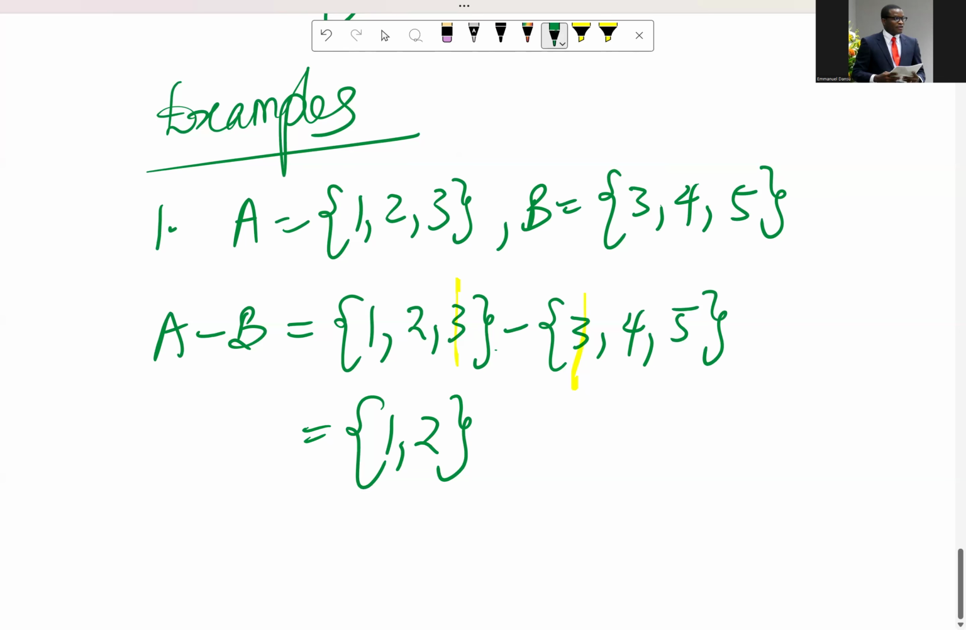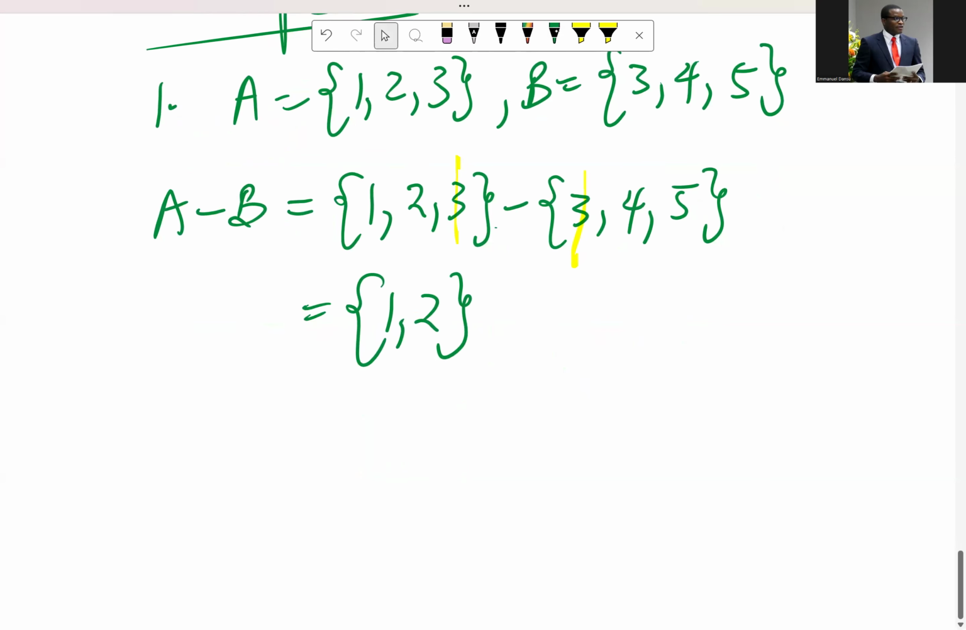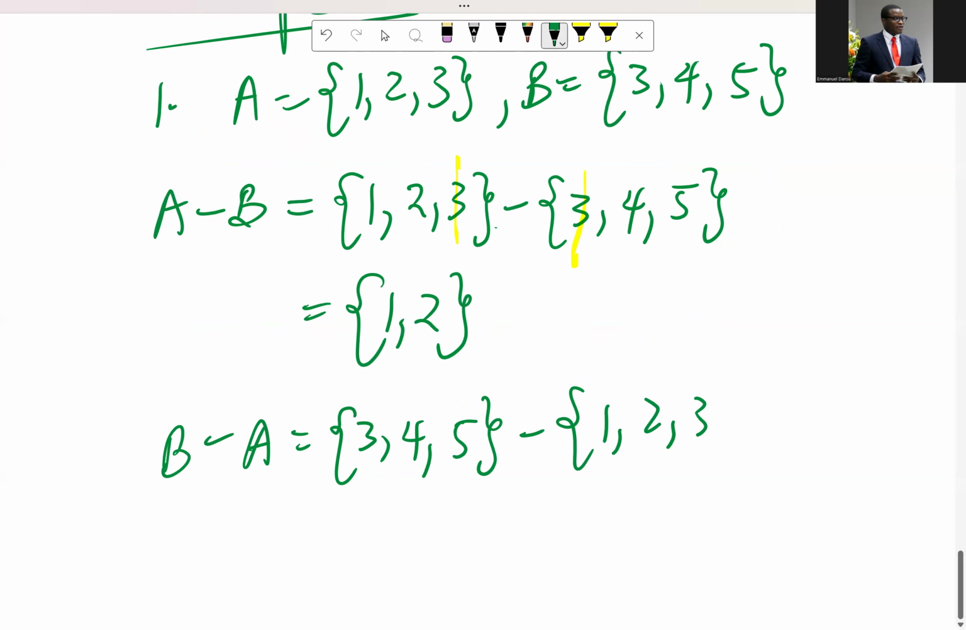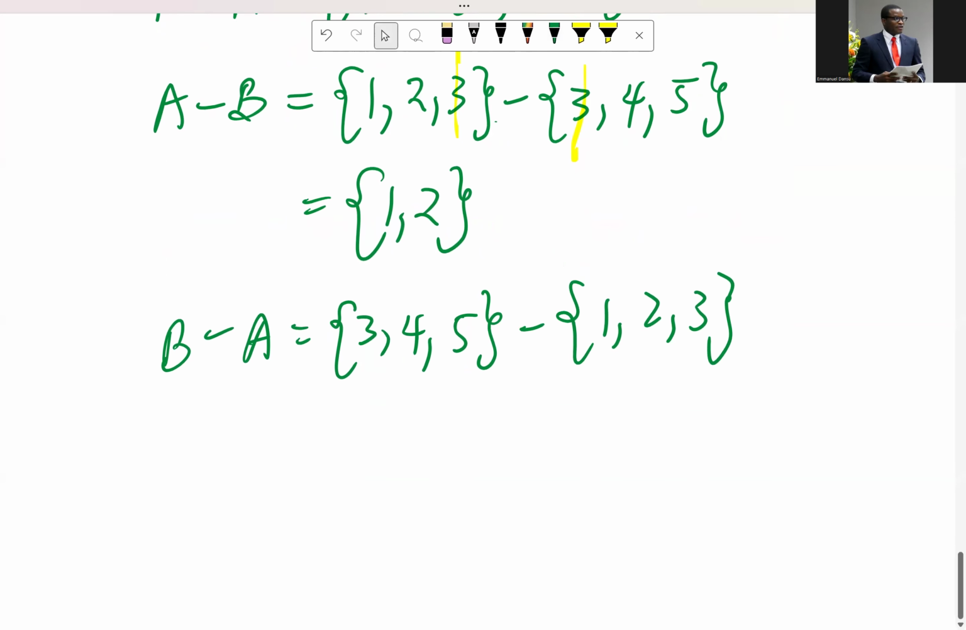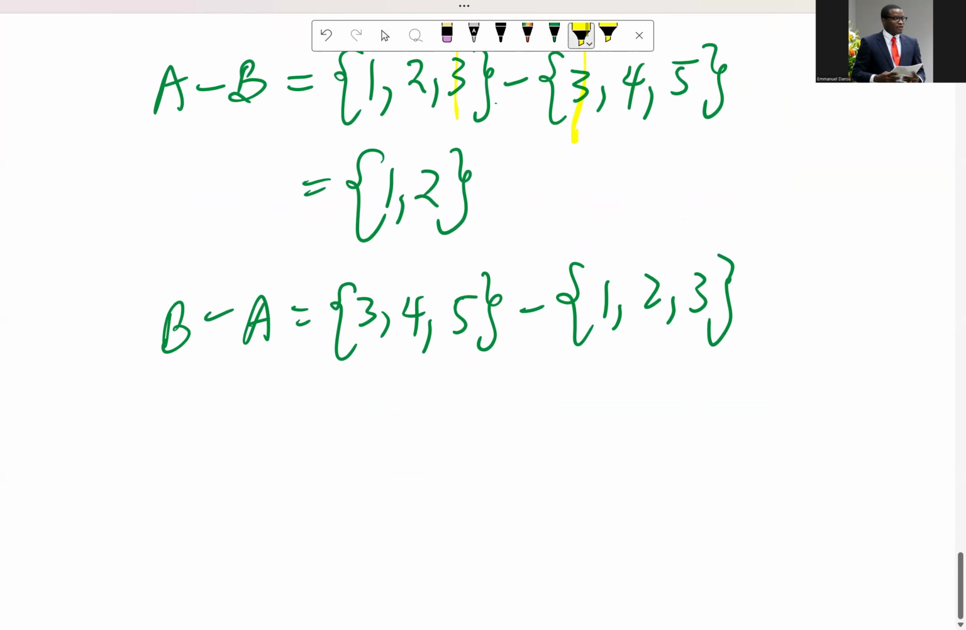So 1 and 2 are not in B and they are in A. So that's your result. We can also turn it over and say B minus A. That means you have {3, 4, 5} minus {1, 2, 3}. So whatever they have in common, strike them off. They have 3 in common, strike it off.